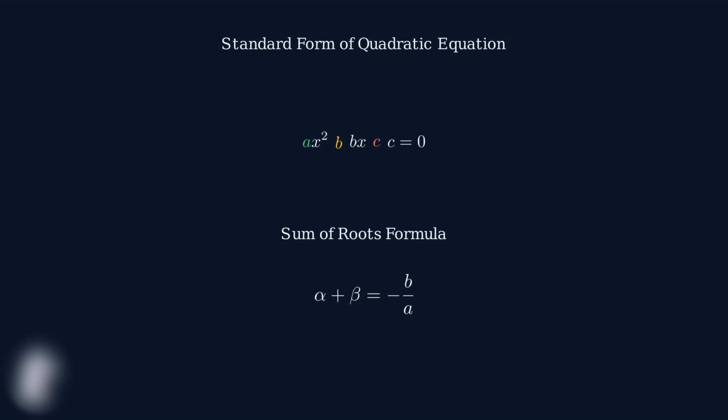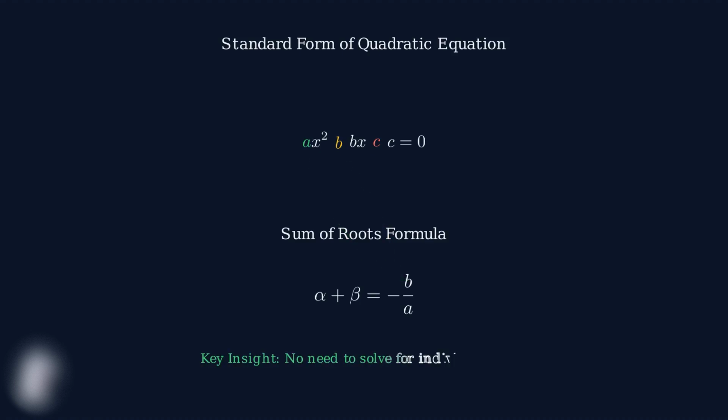If alpha and beta are the two roots of our quadratic equation, then their sum equals negative b divided by a. Notice how the coefficients from our original equation connect directly to the formula. The b coefficient goes to the numerator, and the a coefficient goes to the denominator. The negative sign in front of the fraction is absolutely crucial. Many students forget this negative sign, so remember. The sum of roots equals negative b over a, not positive b over a.